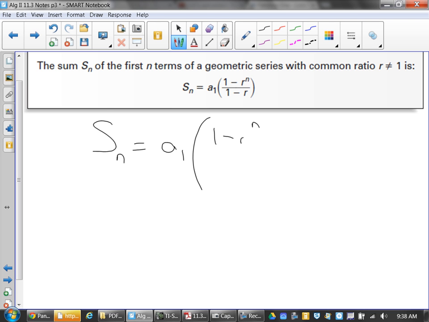So if you're trying to add up 7 terms, your n value is 7, so your rate to the 7th power. That's all that stands for. All over 1 minus your rate.